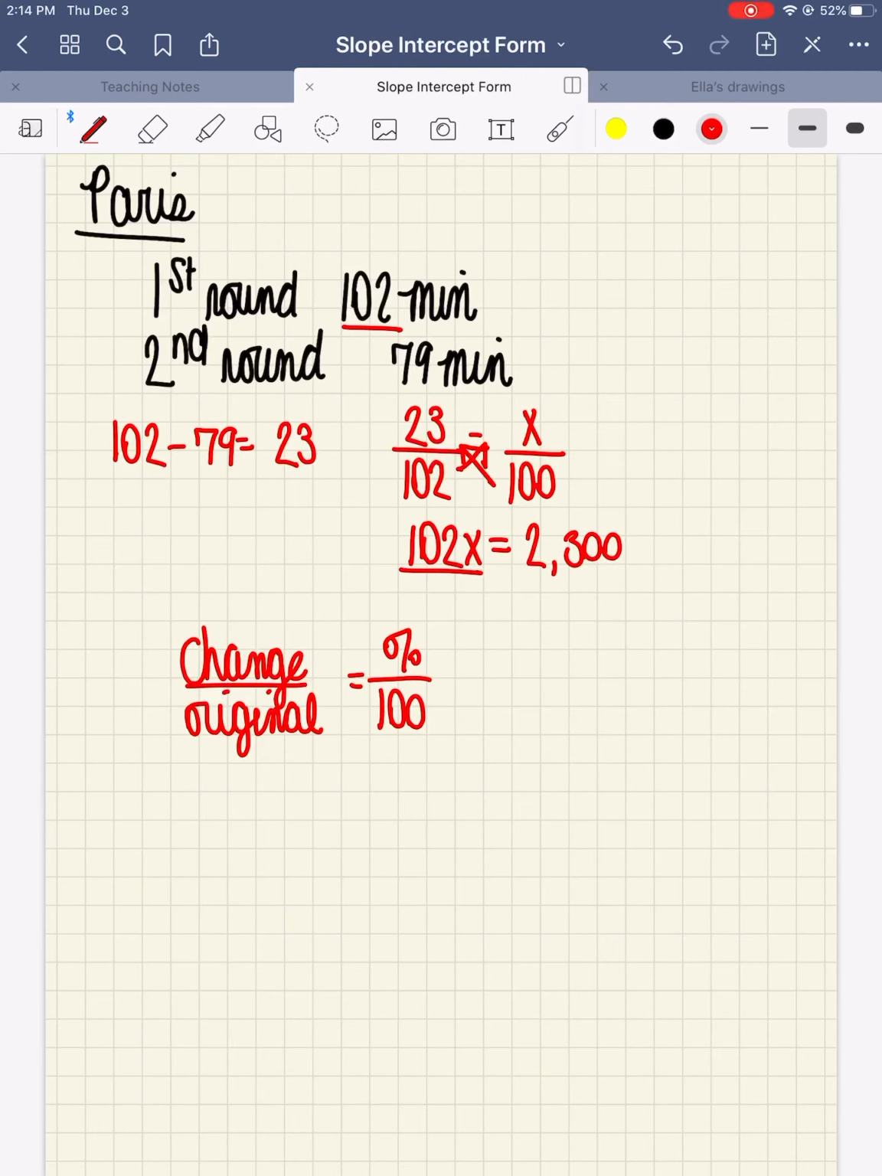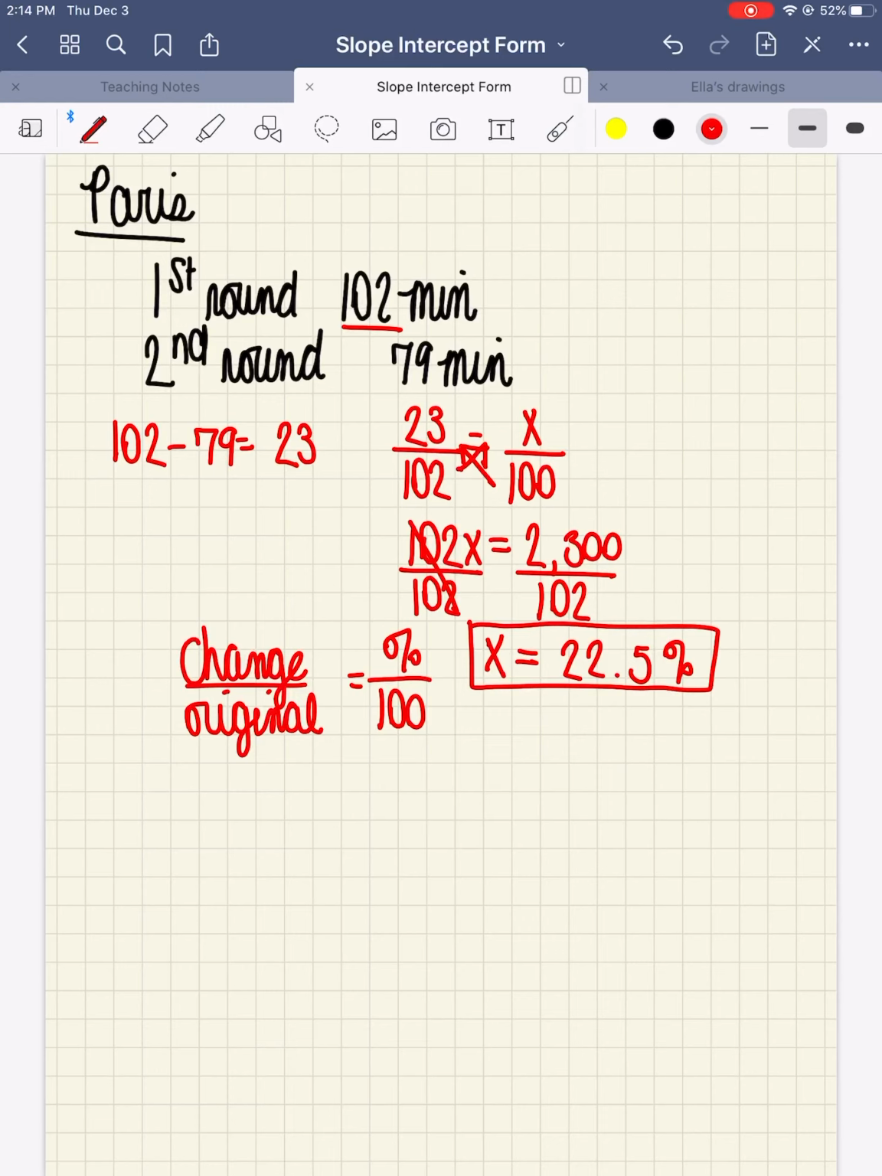Again, I have a one-step equation. I want to get the x by itself. I'm going to divide both sides by 102. So 102 divided by 102 gives me x. And then 2,300 divided by 102, and this time I get 22.5%. If we remember, Mikey's was 22.2%, and we have Paris here at 22.5.